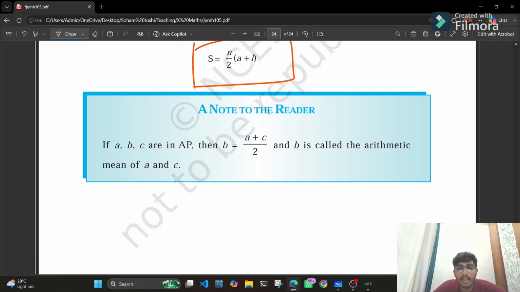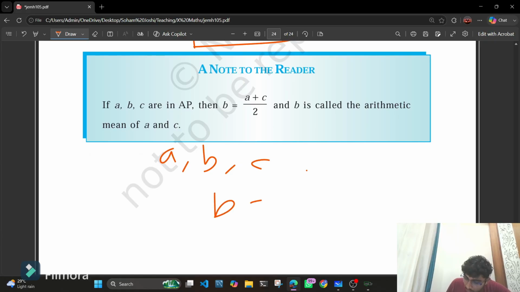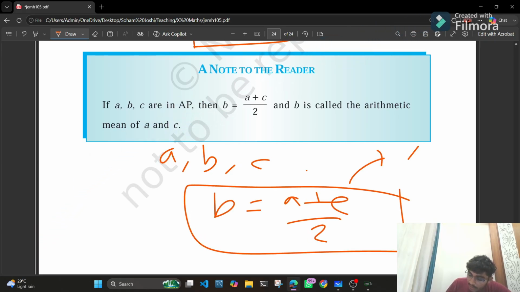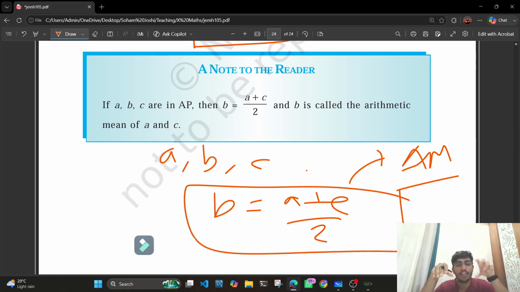One more thing that you can remember is, if A, B, C are in AP, then B is equal to A plus C by 2. This is called the arithmetic mean of A and C. So if we are given an AP with three numbers, the arithmetic mean of the first and third number is the second number. So B is equal to A plus C by 2. You just need to remember that, as it may happen that they ask a question on it.